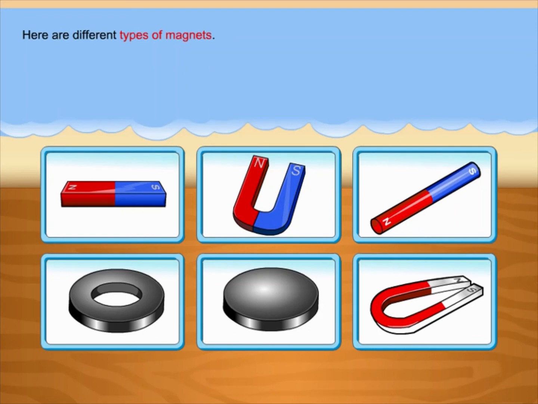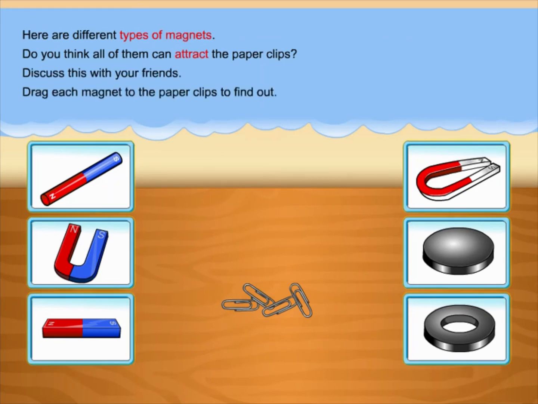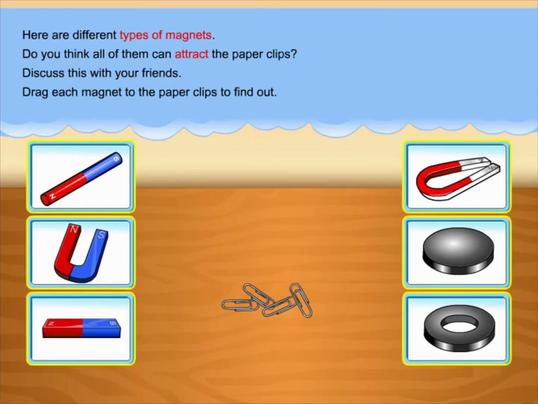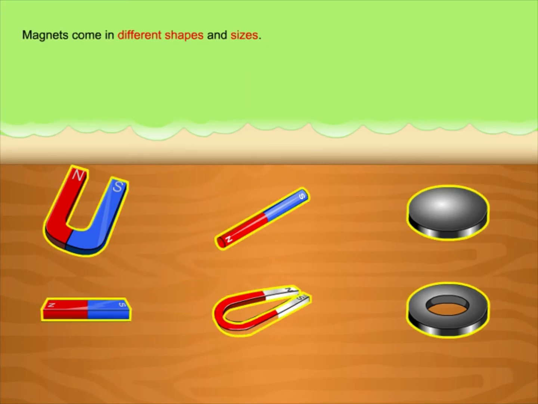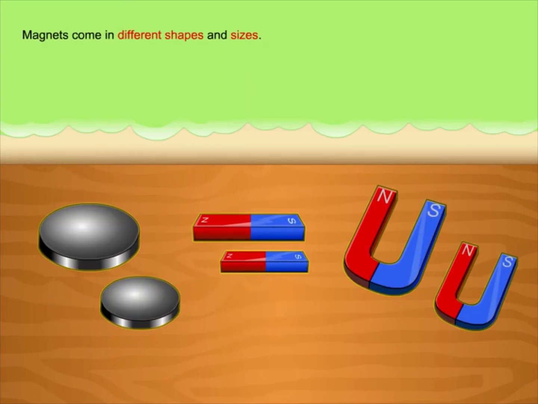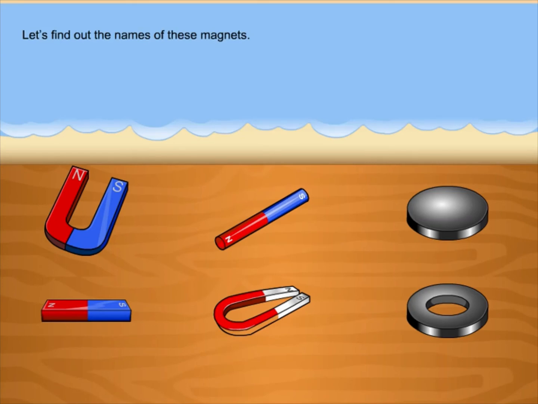Here are different types of magnets. Do you think all of them can attract the paper clips? Discuss this with your friends. Drag each magnet to the paper clips to find out. You will find all the magnets are able to attract the paper clips. Magnets come in different shapes and sizes. We name them according to their shapes. Let's find out the names of these magnets. Click on each magnet to find out its name.